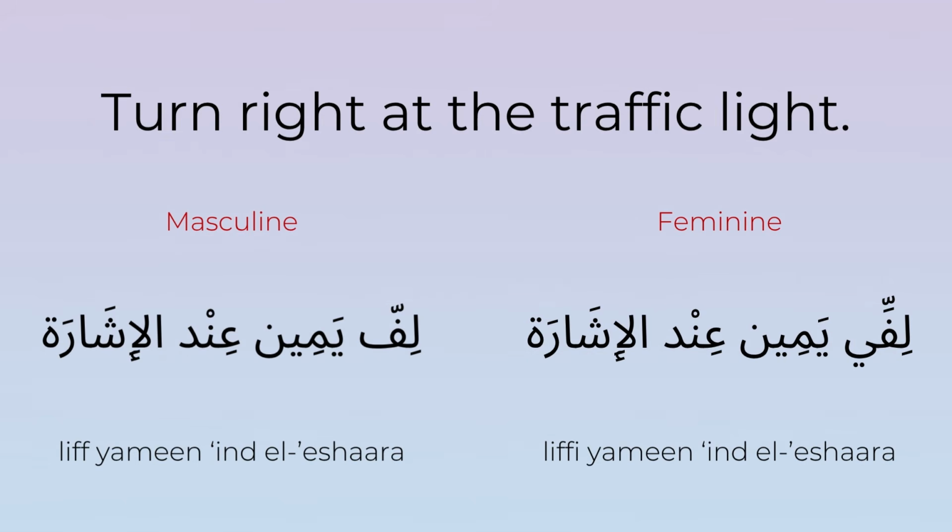Turn right at the traffic light. To a male you would say لف يمين عند الإشارة. لف means turn, يمين means right, عند means at, and الإشارة means the traffic light. Now to change this to address it to a female, you're just going to change the conjugation of the verb. So it's going to be لفي instead of لف. لفي يمين عند الإشارة.